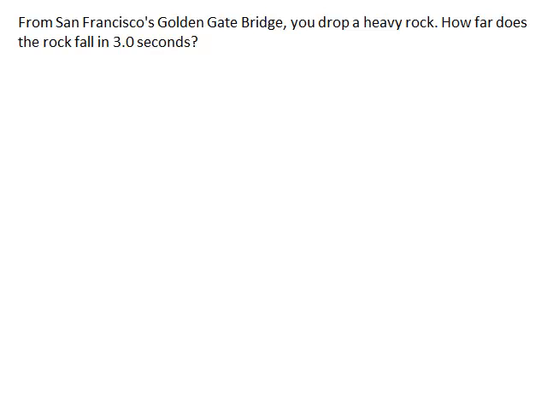Now, the first thing to do in this problem is to parse the words, to decipher exactly what information we know based on the words. Let's start with a heavy rock. The implication here is that air resistance is not important. So we can assume that the rock is going to fall with an acceleration equal to little g of 9.8 meters per second squared.